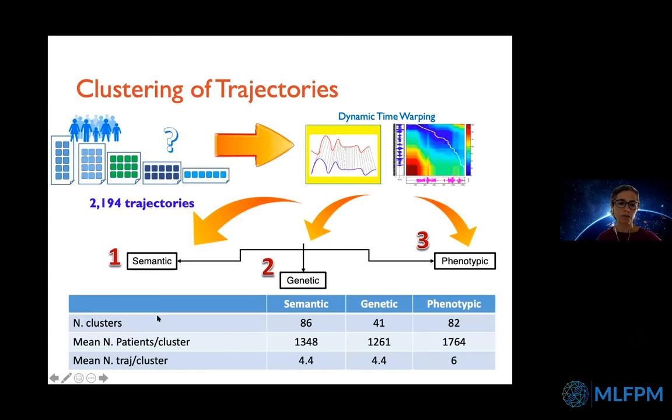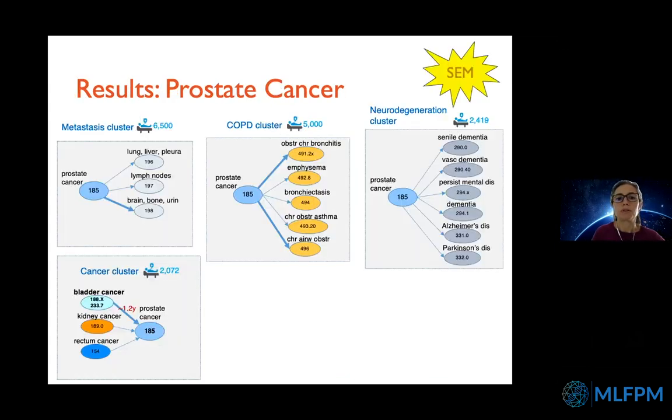And this is a little bit of a summary of the results that we obtained. For the semantic or clinical, we obtain 86 clusters, for the genetic 41, and 82 for the phenotypic. And these are the mean number of patients allocated per cluster and the mean number of trajectories allocated per cluster in each configuration. And let's explore some of the results that we obtained. Here I show some of the more populated clusters in terms of patients.